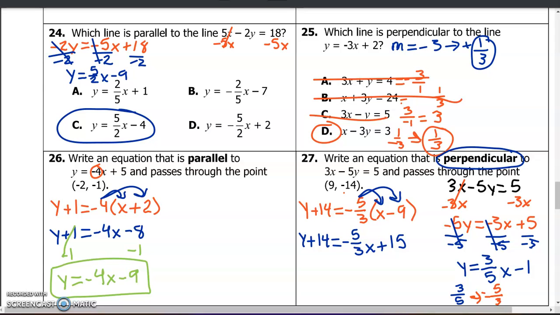Okay. Now my last step is just going ahead and getting rid of this plus 14 by subtracting 14 on both sides. Okay, that cancels out. I get y equals -5/3x. And then 15 minus 14 is just 1, so plus 1.